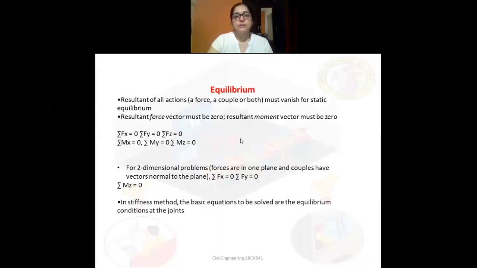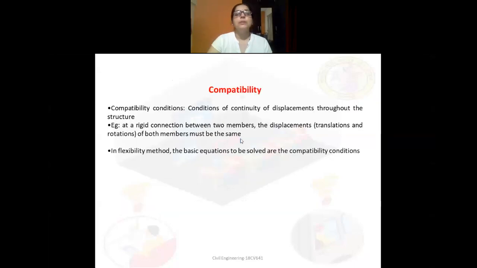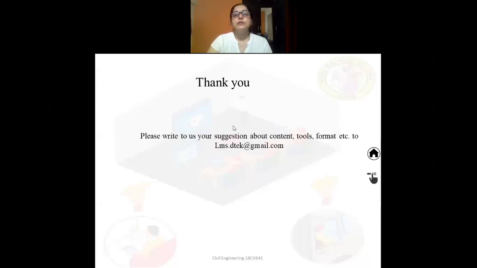When I do the stiffness method, I'll explain in detail. And in the flexibility method, we use equilibrium conditions. We know that sigma Fx is equal to 0, sigma Fy and sigma Fz are equal to 0. Compatibility conditions also we are going to discuss, that is continuity of displacement throughout the structure. For that we need compatibility conditions. So in the flexibility method, the basic equations to be solved are compatibility conditions. Thank you.